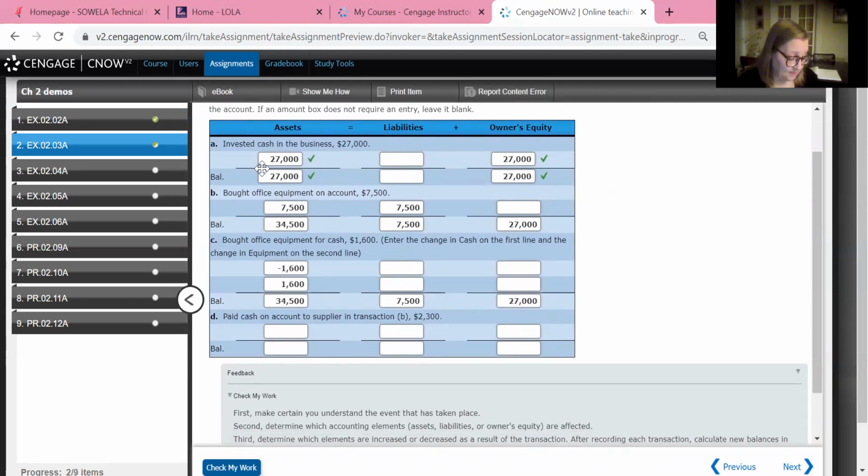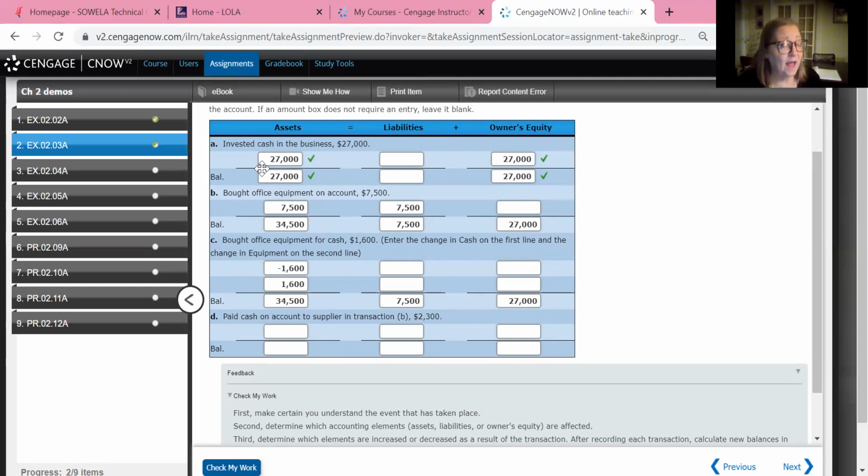All right, so D. The D transaction says paid cash on account to suppliers in transaction B. Then we scratch our head. We look back up at transaction B and ask, what happened in transaction B? Oh yeah, we bought that office equipment on account. Okay, great. I'm going to pay for some of it. So I'm going to pay $2,300 on that.